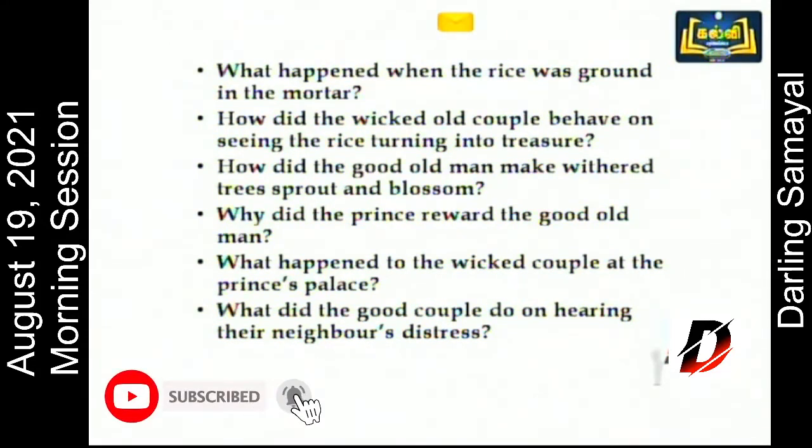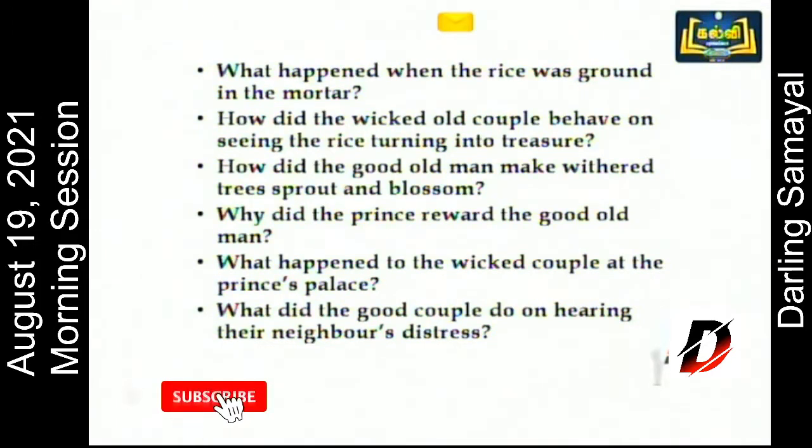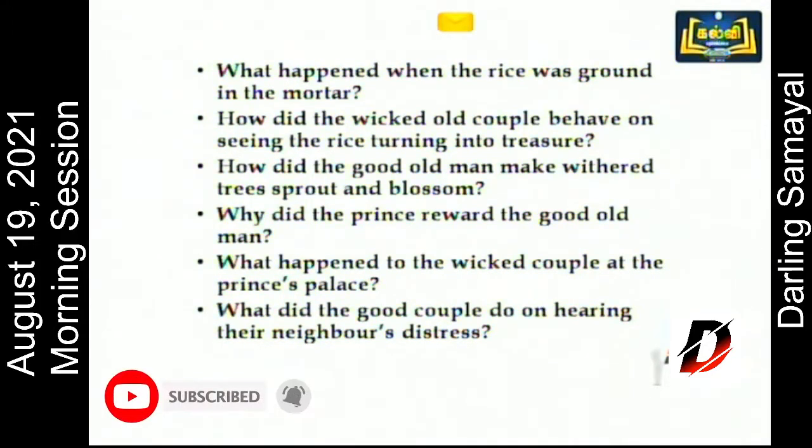How did the good old man make withered trees sprout and blossom? The wicked old couple burnt the mortar into ashes. Collecting the ashes, the good old man sprinkled them over the withered trees, and they bloomed. Why did the prince reward the good old man? The withered trees came to life, so hearing this news, the prince gave a reward.